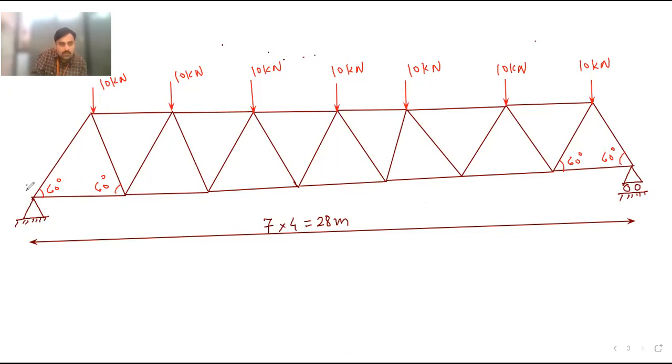It is A, B, C, D, E, F, G, H, I, J. Then this is K, L, M, and this is point N, and lastly this is point O.